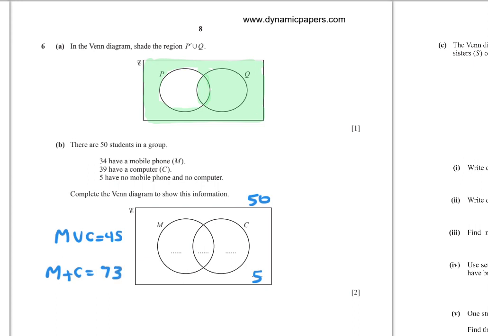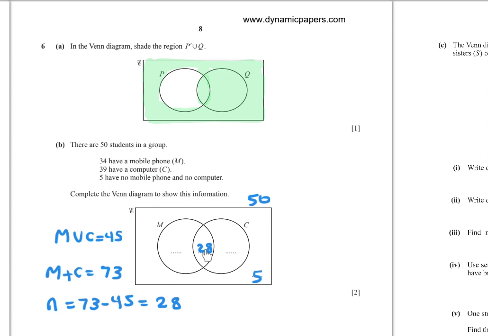So M plus C is 73 and M union C is 45. If you subtract, you get the intersection. So 73 minus 45 equals 28. So this number is 28. So to find the intersection, add all M plus all C minus the union.